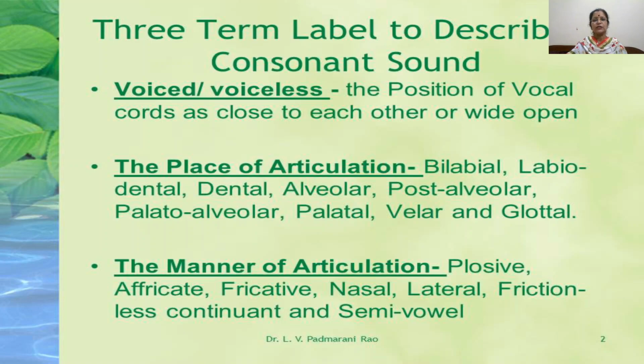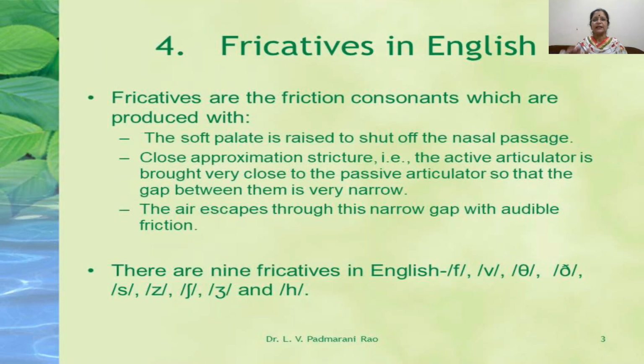Today in this video, let us talk about the fricatives in English. Fricatives are the friction consonants, which are produced with, number one, the soft palate raised to shut off the nasal passage of air. Number two, the stricture that is maintained is close approximation stricture, which means that the active articulator is brought very close to the passive articulator so that the gap between them is very narrow and the air can escape through this narrow gap with audible friction. That's why they are called fricatives. So in fricatives, the audible friction is to be heard.